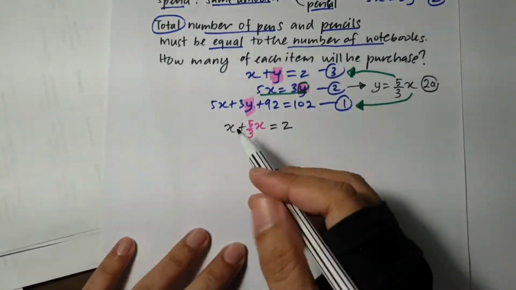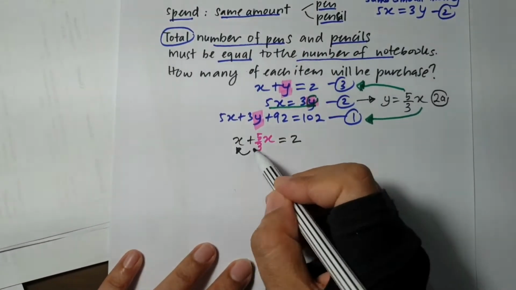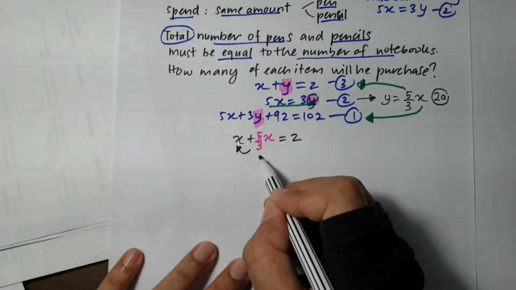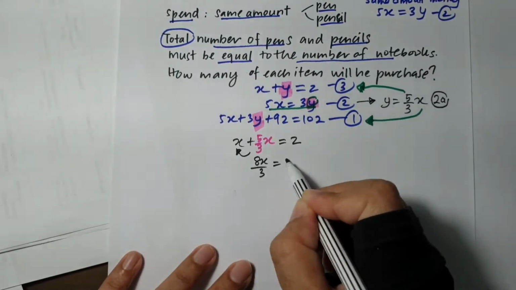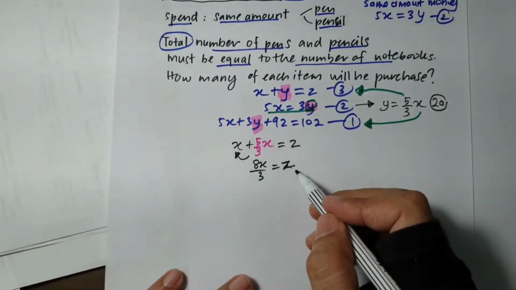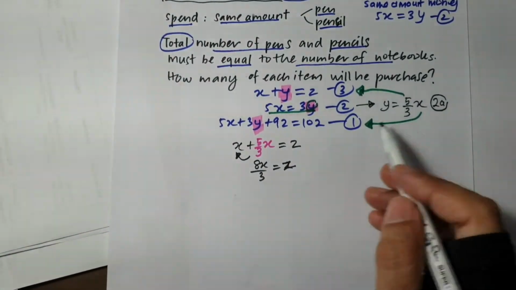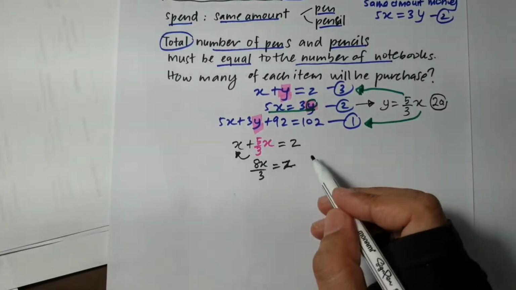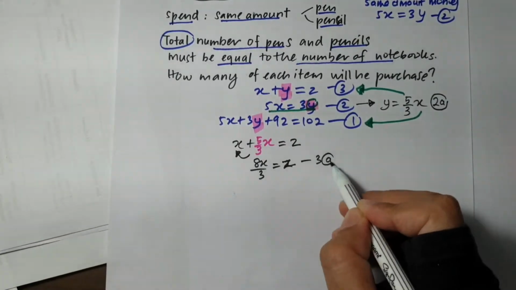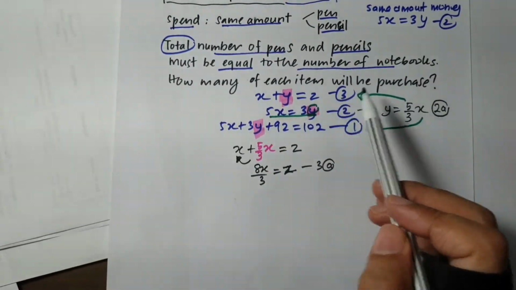Okay, so solve this. This one is the same, if you want to solve it, just substitute 3 over there, so 3x plus 5x is 8x over 3 equals z. Okay, so you have this equation. Next. Alright, so this one I labeled it as 3a, because it is from 3, from the third equation.